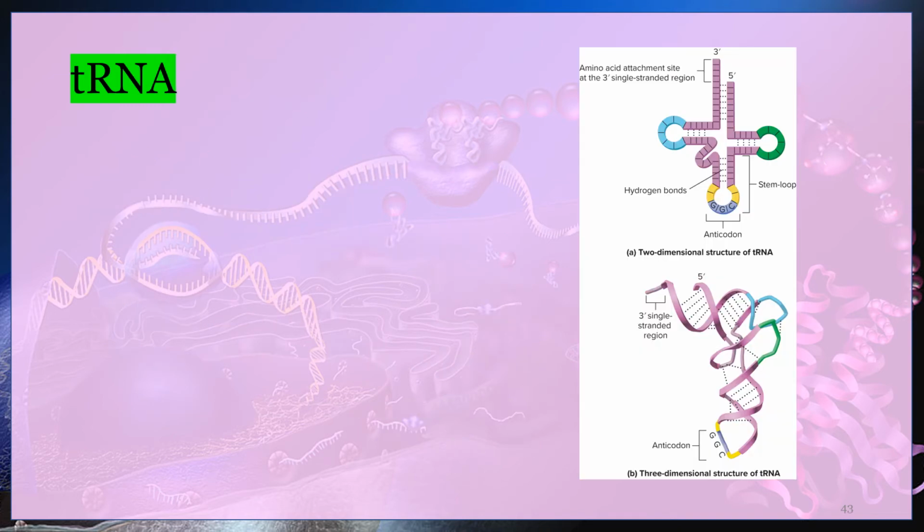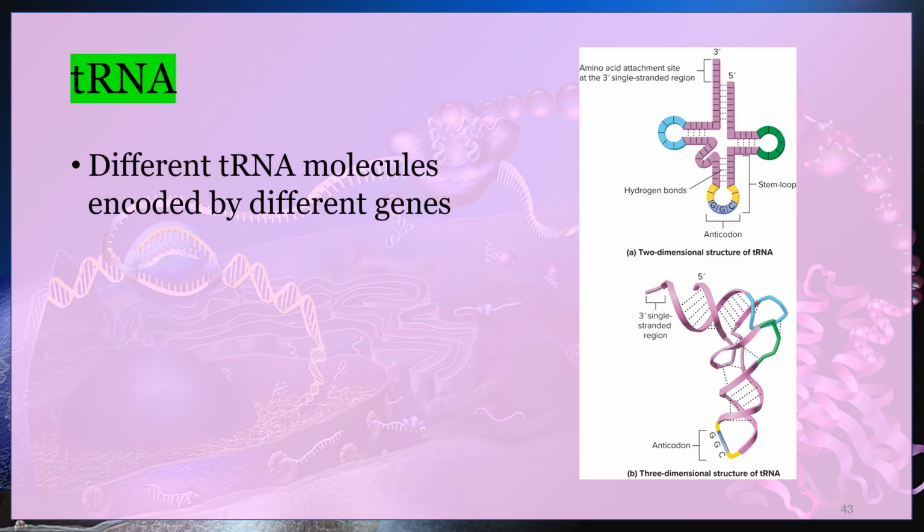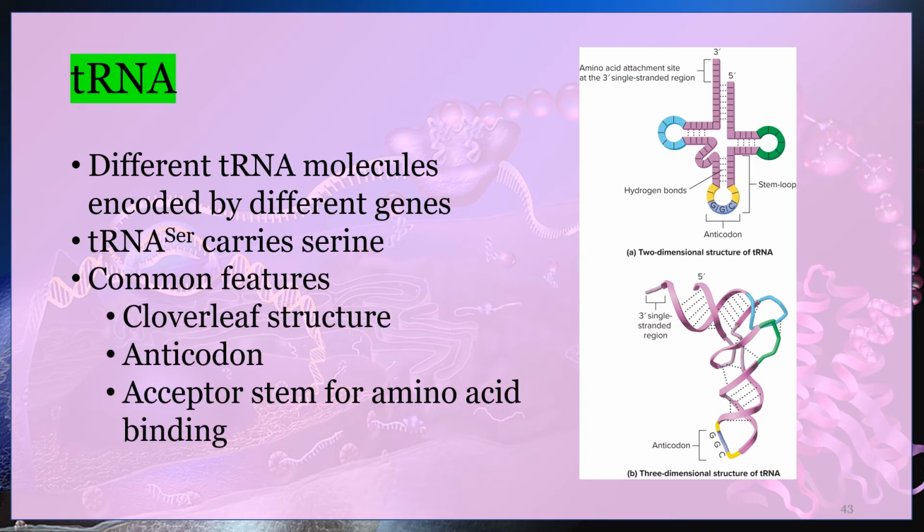Now tRNA. The different tRNA molecules are encoded by different genes. tRNA ser carries serine. Common features are a cloverleaf structure, an anticodon, and an acceptor stem for amino acid binding. We can see those over here. Here we have the anticodon. We have the anticodon down here, and so forth.